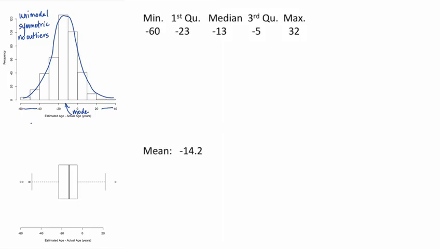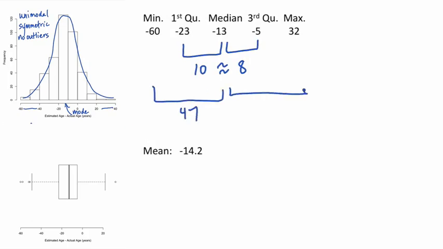This symmetry can also be seen in the 5-number summary. The distances from the median to the first and third quartiles are similar, as are the distances from the median to the minimum and maximum. The mean is a little less than the median because of the small lack of symmetry in the tails that we noted, but the mean and median are still quite close to each other. Note that the mean and the median both occur in the modal bin here.